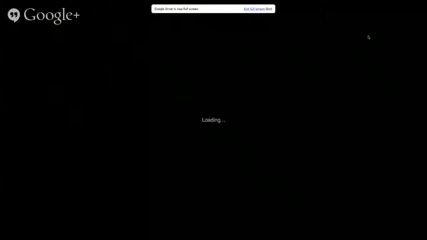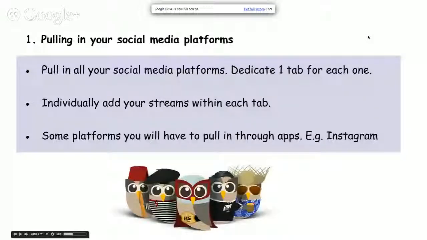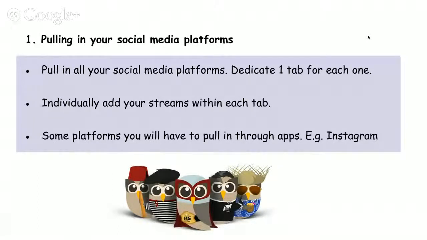So that's the first step. Really, really simple, straightforward. Putting in your social media platforms. So you put in all your social media platforms and dedicate one tab for each platform. Individually add your streams within each tab. So that's your mentions, your sent posts. And then remember, some platforms you'll have to pull in through apps. For example, Instagram. So have a little look at the apps and see what apps you might want to bring in there.